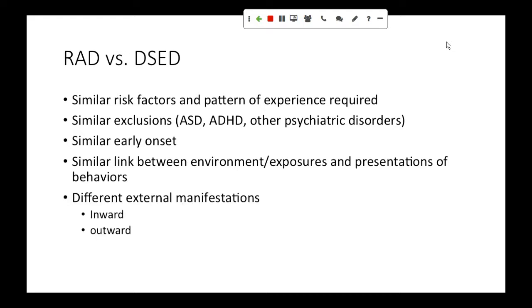It's just a different manifestation. One is an inward pulling and the other is an outward response to it. Why some kids respond in those ways, we don't know. Probably has to do with their hard wiring and what their dimensional strengths and vulnerabilities might be that they respond to it in a particular way.